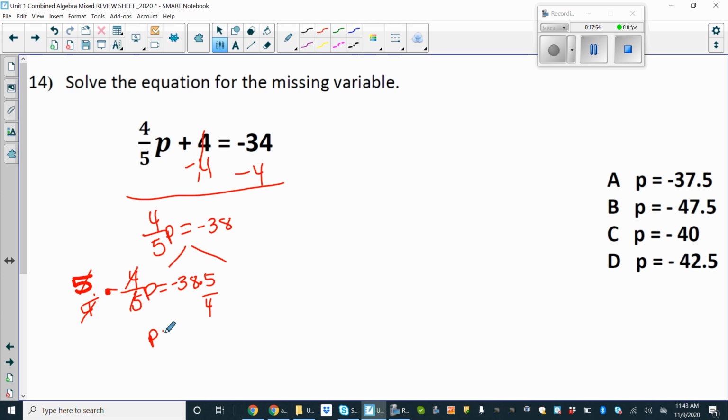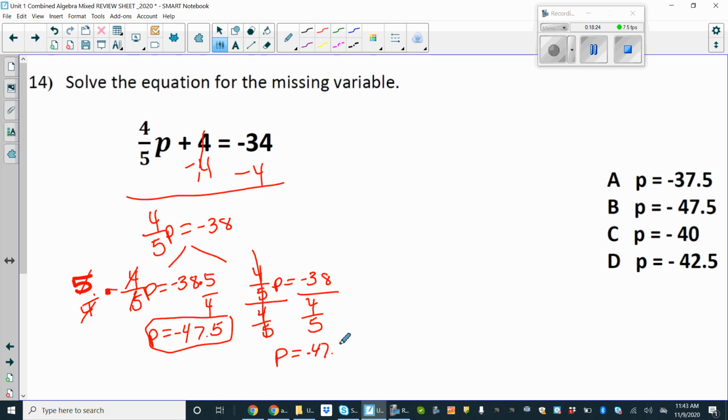And you get P equals negative 47.5. Or the other way you could do it is 4/5 P equals negative 38. You could divide by 4/5. Since 4/5 and P are attached by multiplication, the opposite would be division. And P would still equal negative 47.5. So either method would give you the answer, which is answer choice B.